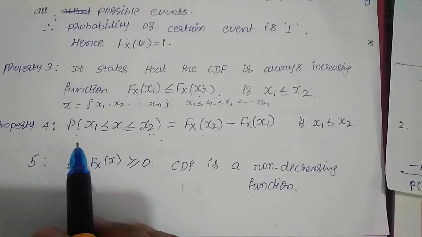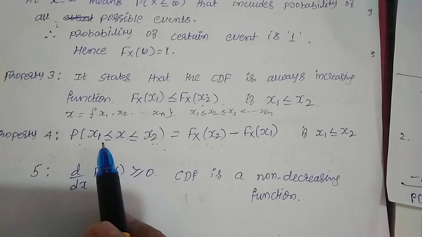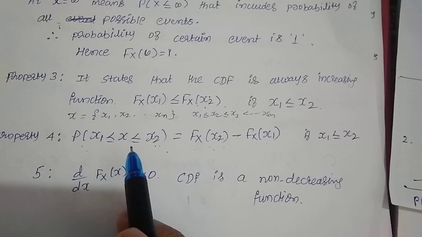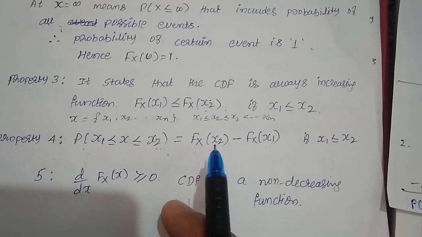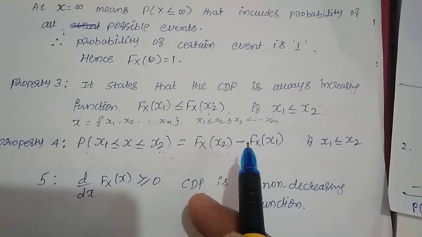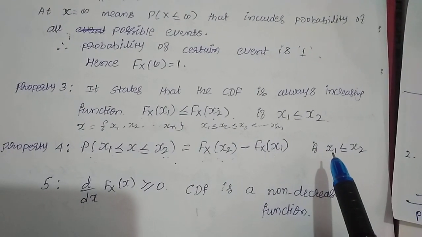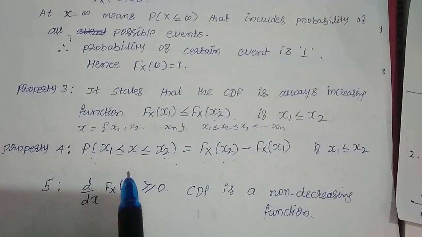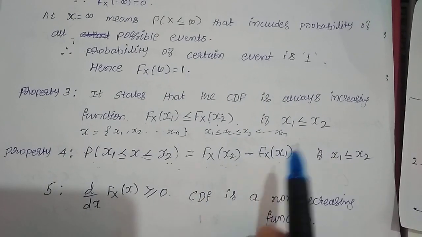Next, property 4. The probability P(x1 ≤ X ≤ x2) is equal to F_X(x2) − F_X(x1) if x1 ≤ x2. It is always an increasing function. We just take the difference of x2 minus x1.